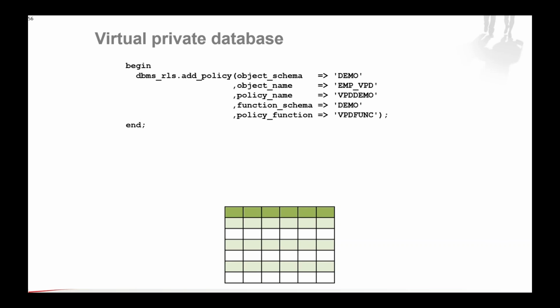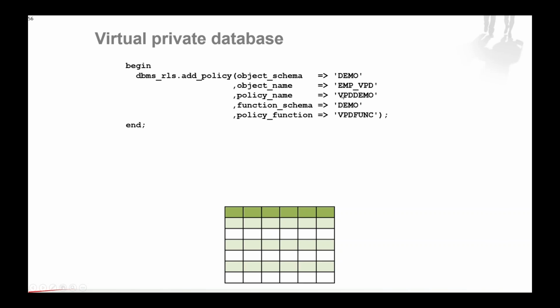How do you add this policy to your table? By issuing the DBMS_RLS.ADD_POLICY procedure. First up is the object schema: where does the object live? In this case, in my demo schema. What's the name of the object? MVPD. What do you want to call this policy?